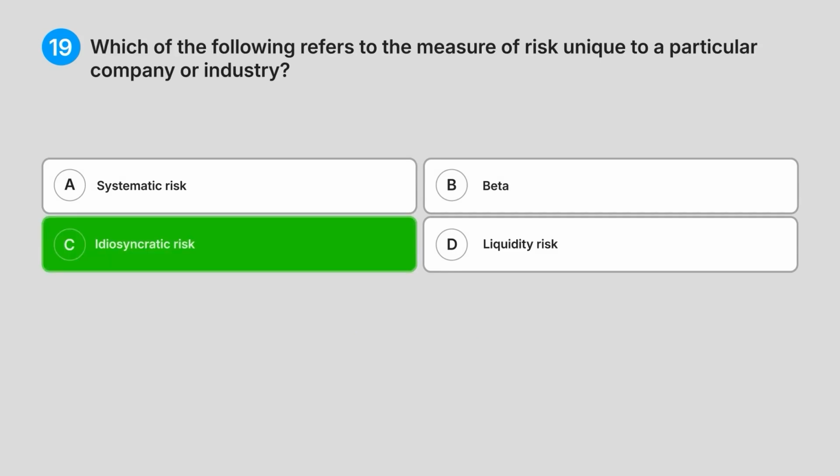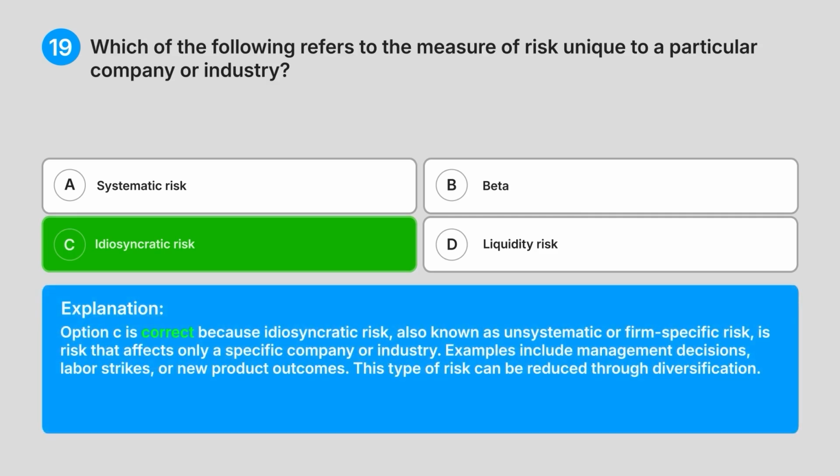Correct answer: C. Idiosyncratic risk. Explanation: Option C is correct because idiosyncratic risk, also known as unsystematic or firm-specific risk, is risk that affects only a specific company or industry. Examples include management decisions, labour strikes, or new product outcomes. This type of risk can be reduced through diversification.